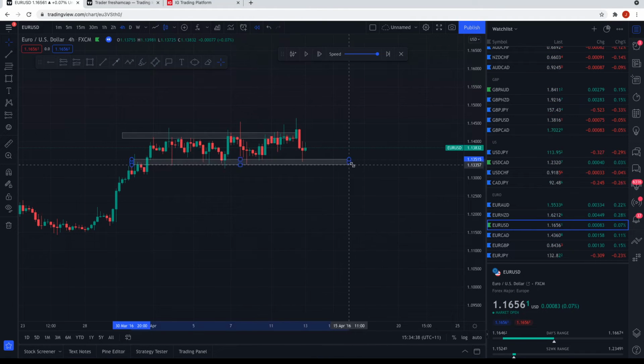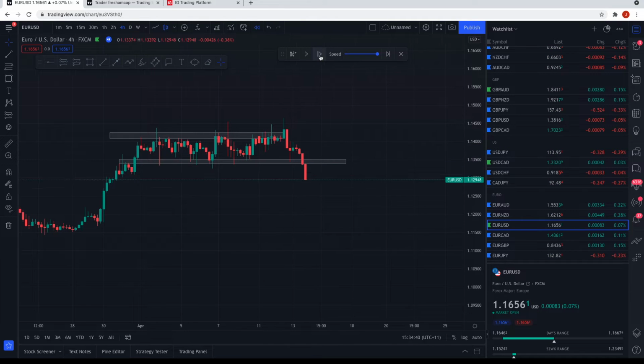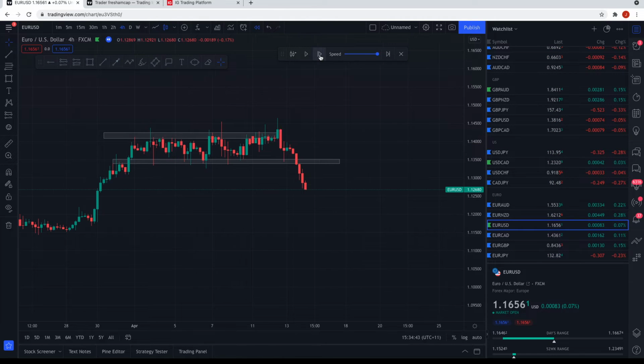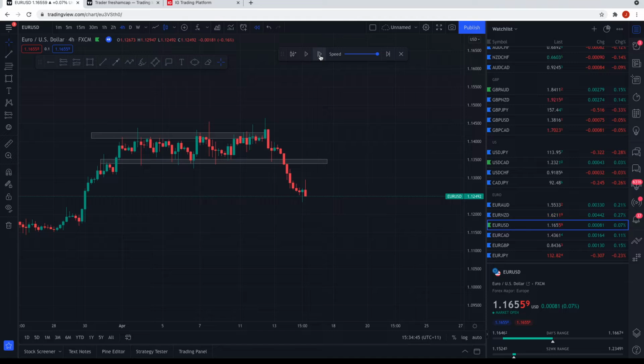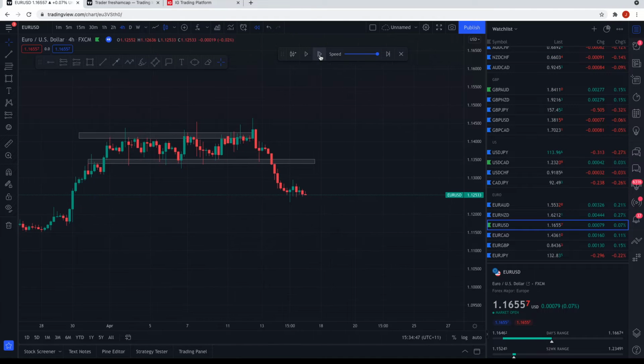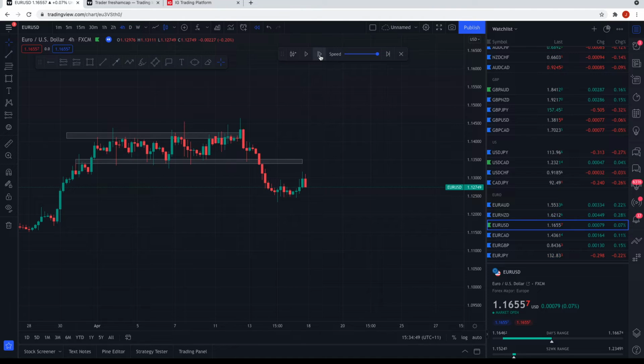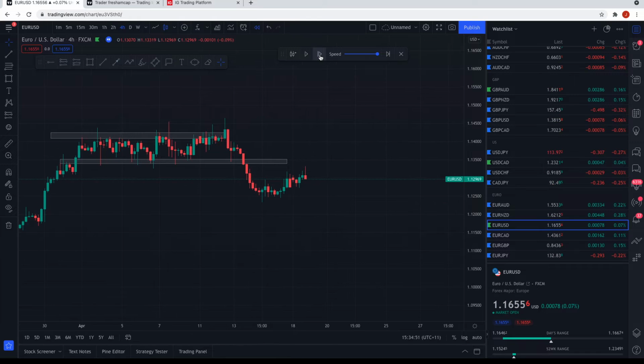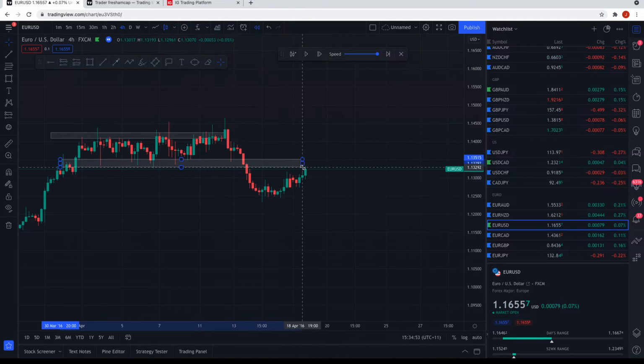So we have a nice consolidation here. There's the break. And I don't think we're going to get a retest. It's very messy.